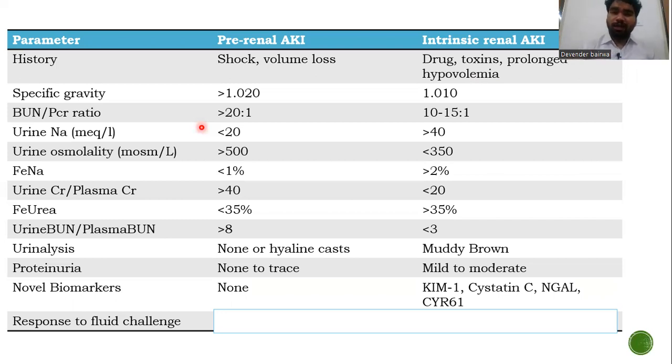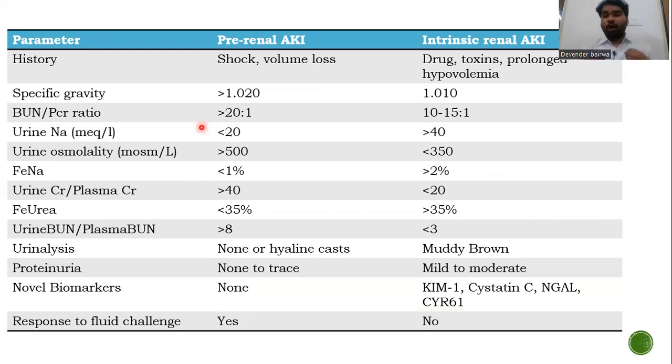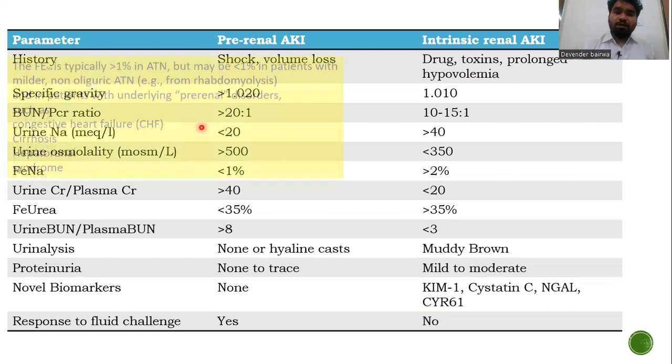So in case of pre-renal AKI, it is the fluid that is all that is needed. If you give an amount of fluid to the patient, or a fluid challenge, then the patient's urine output will improve. Patient's blood urea nitrogen picture will also improve. In case of intrinsic AKI, there will be no response to fluid challenge. So all these findings and values can help you to differentiate between the pre-renal and intrinsic renal causes of AKI.